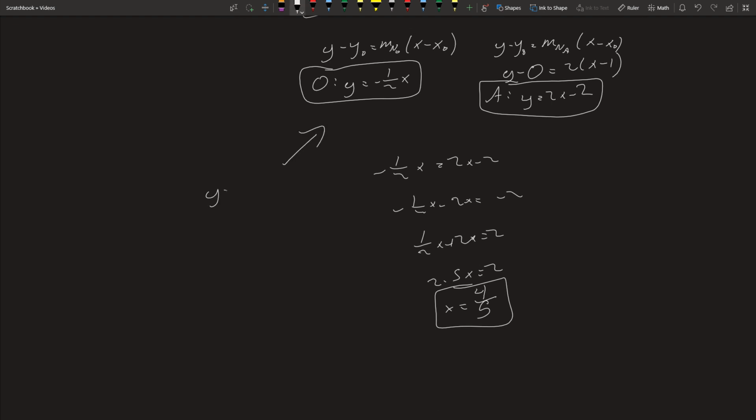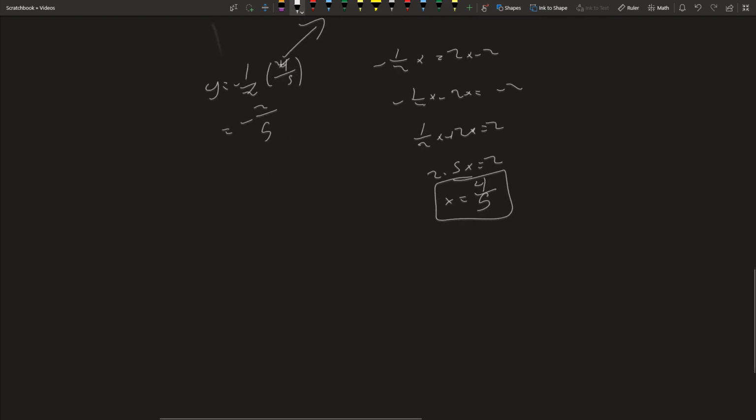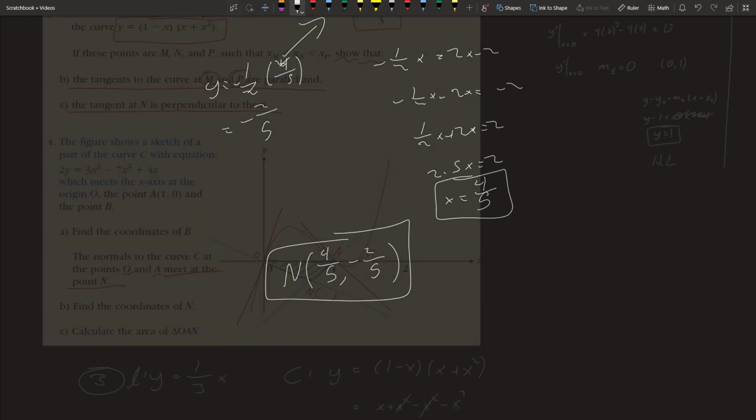So y is equal to negative half of 4 over 5. This is equal to negative 2 over 5. That means the point N, which is the point of intersection, the coordinate of that point is 4 over 5, negative 2 over 5. And we solve part B.